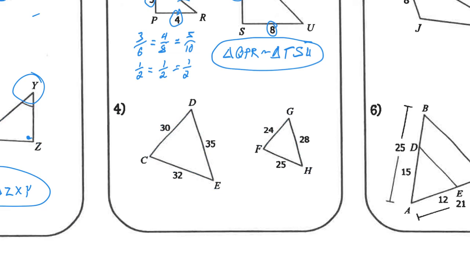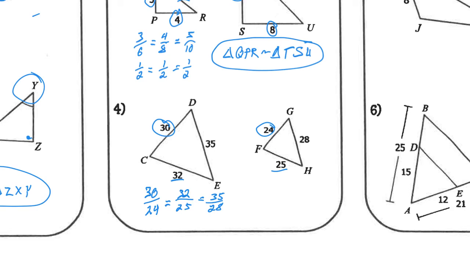So going down to number 4, same idea, set up our ratios, see if they're the same. So 30 is the smallest in the first one. 24 is the smallest in the next one. So I'm going to pair those together. 30 to 24 equal to, and then 32 with the 25. And set that equal to 35 with the 28. And then I simply reduce all those fractions to see if they will be the same in the end.